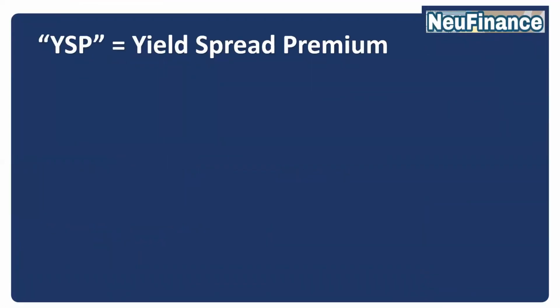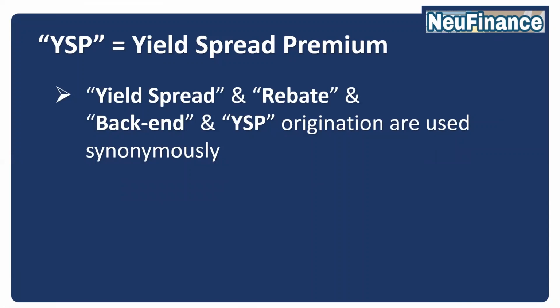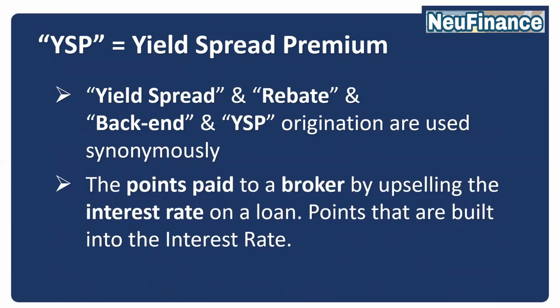If you've ever heard the term YSP, what that means is yield spread premium. Now, yield spread, rebate, back end, and YSP, these are all synonymous terms. So if you ever hear the term rebate, they're talking about yield spread. If you ever hear the term back end origination, they're talking about yield spread. So just for your information, moving forward, if I ever mention rebate or back end origination, we're talking about the YSP.